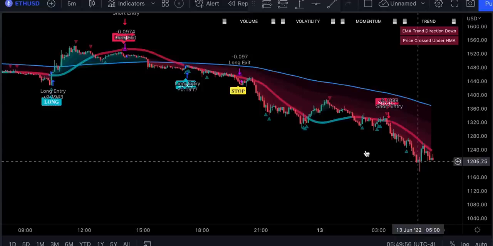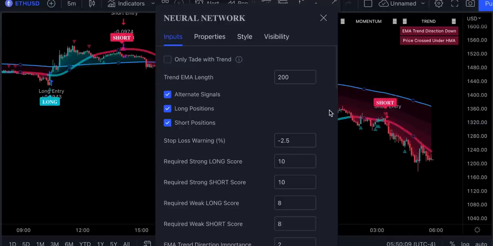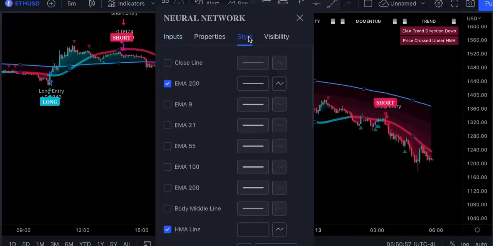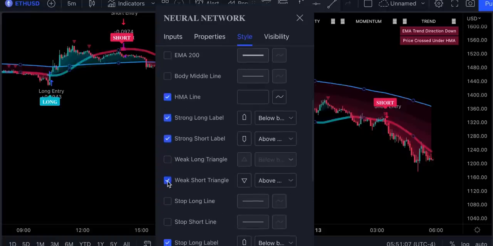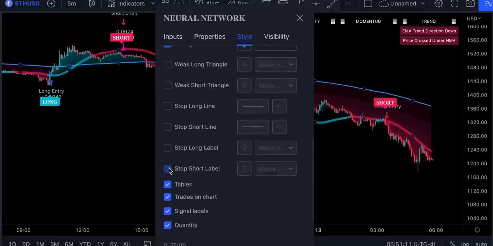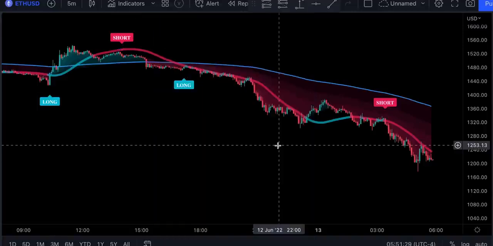Okay, now we need to access its settings and change the style. The inputs will remain the same. In the style section, we'll remove everything that is unnecessary. Alright, so we see the chart became much cleaner.